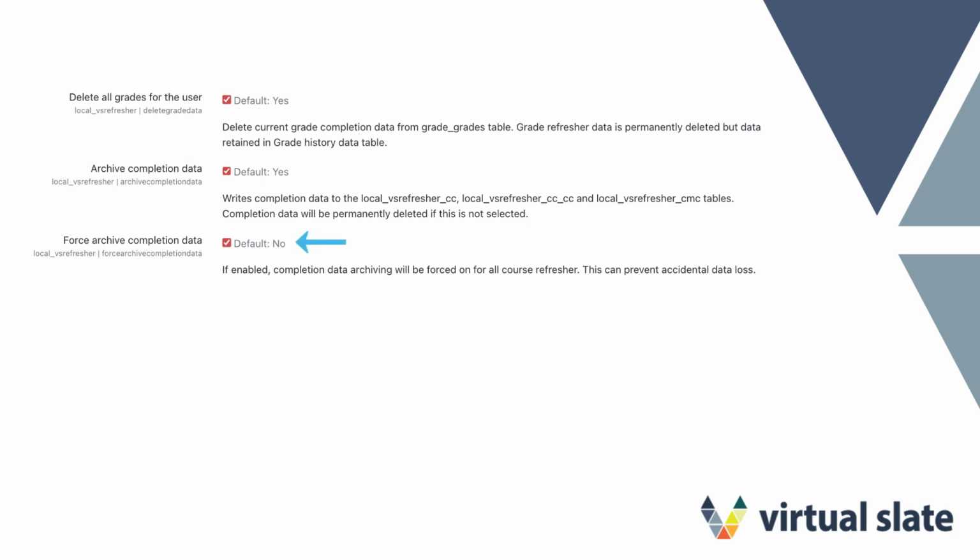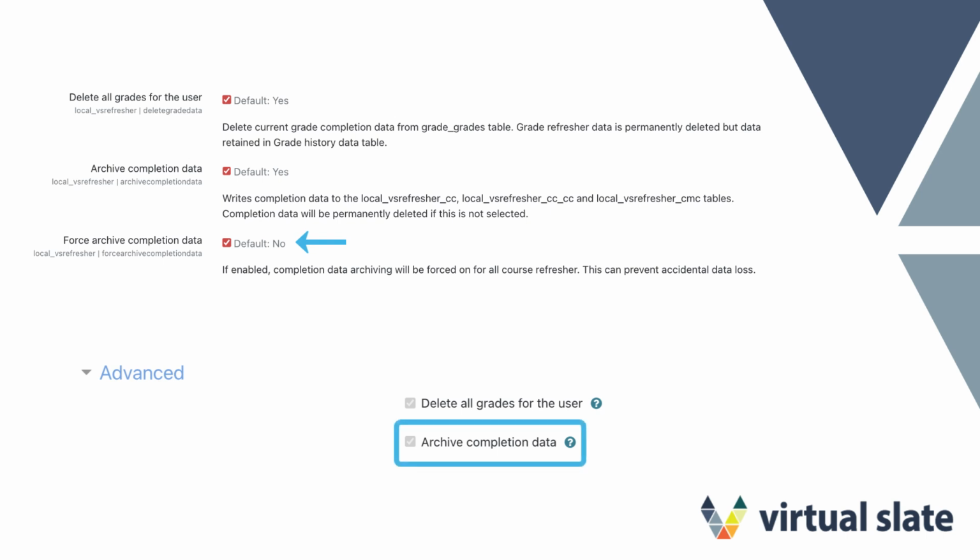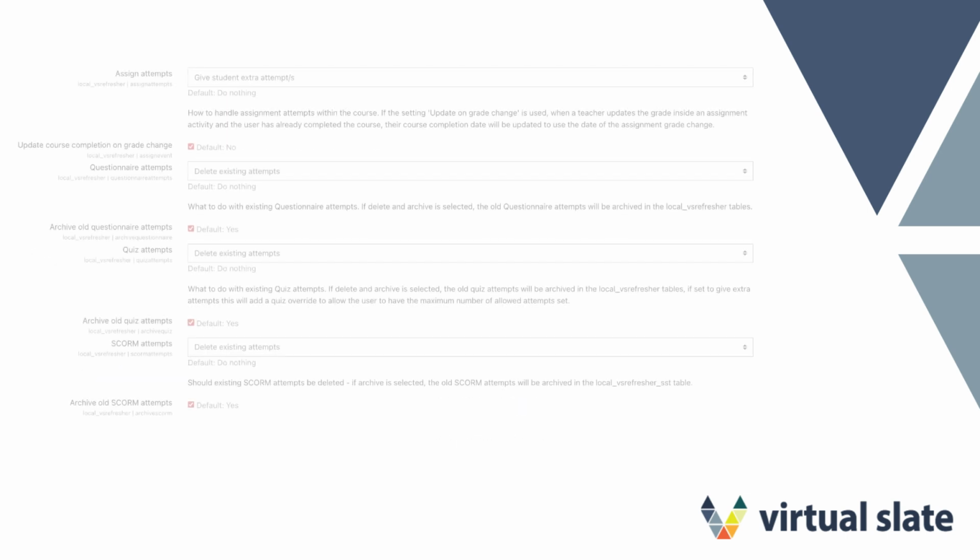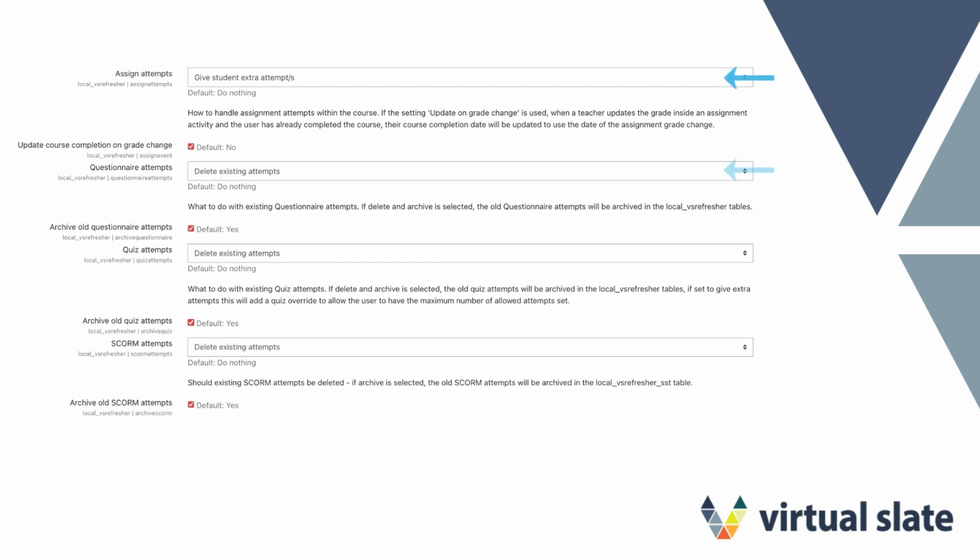The Force Archive Completion Data setting, if enabled, will force the Archive Completion Data setting to be enabled in all course refreshers, both new and existing courses. The Assign Attempts, Questionnaire Attempts, Quiz Attempts, and Scorm Attempts settings determine what to do with the attempts made for these activity types. You can choose to give students extra attempts, delete existing attempts, or do nothing. If you choose to give the student extra attempts on the quizzes, then a quiz override will be created for the user, allowing them to have the maximum number of attempts set.